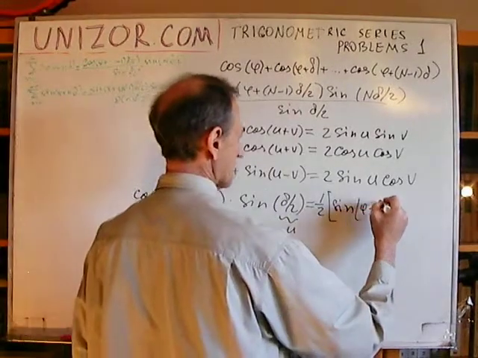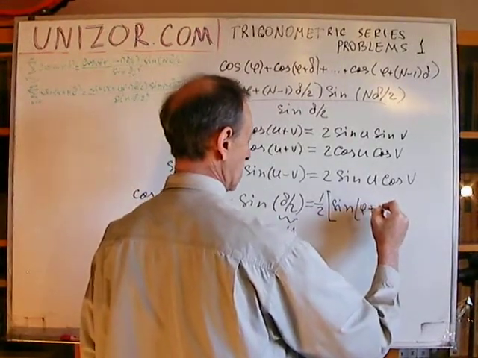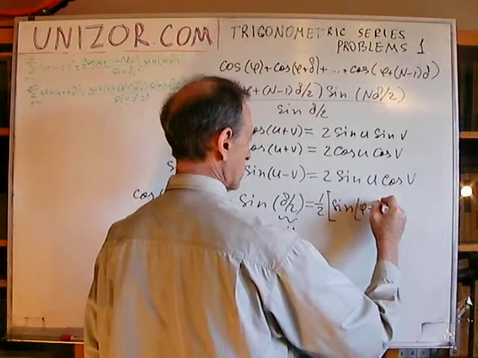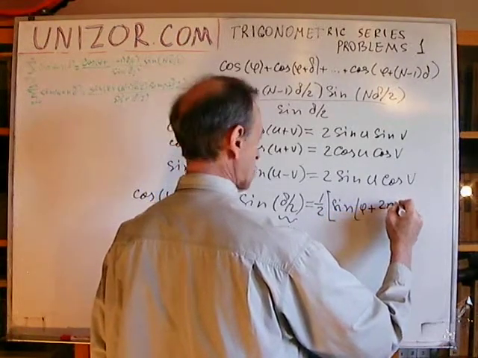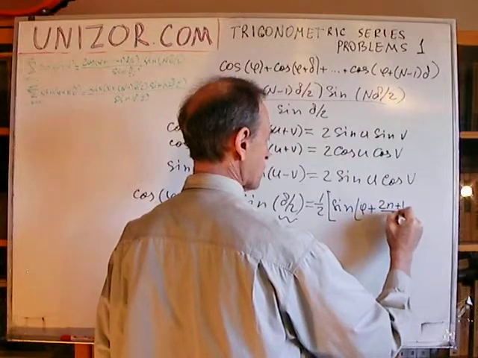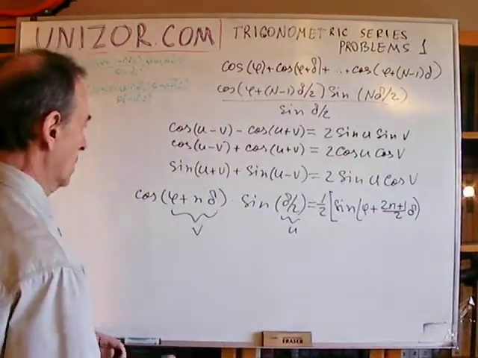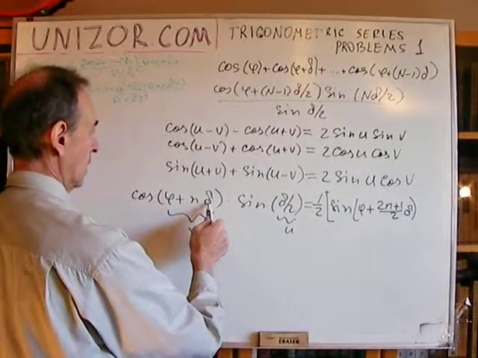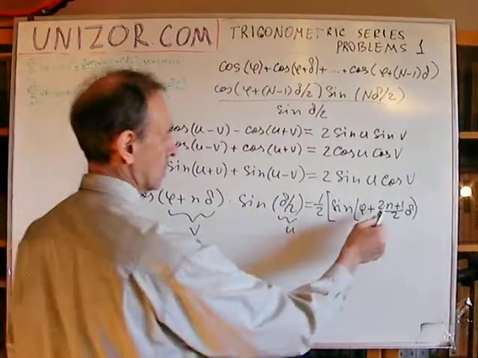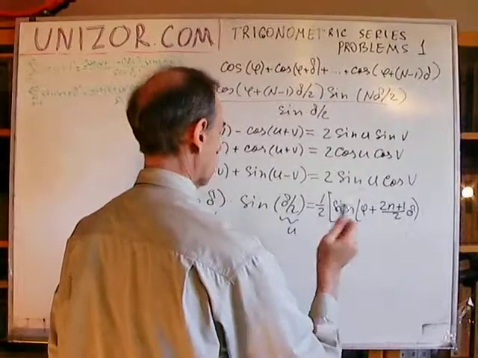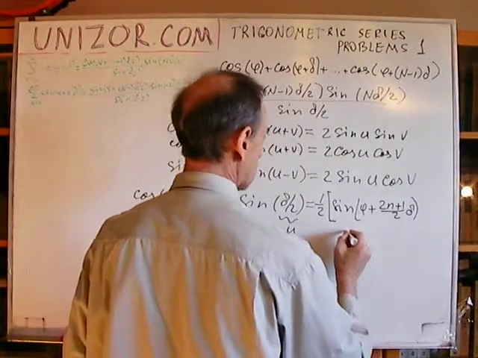How about this? 2n plus 1 over 2 delta. Is that right? n delta plus delta over 2. n delta plus delta over 2. Correct.